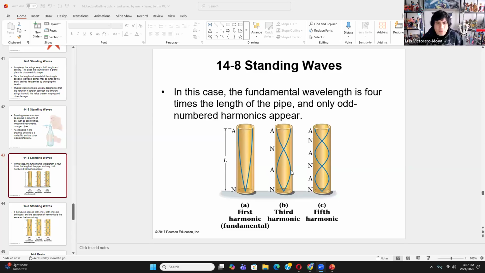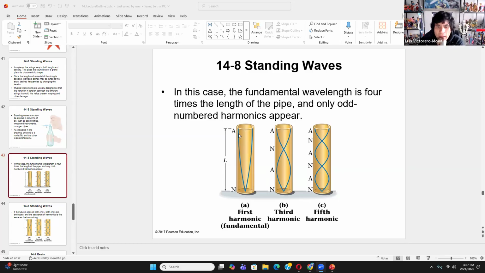Hello again, guys. There was an issue with the computer in my previous video. I was talking about standing waves in pipes closed on one end and open on both ends.